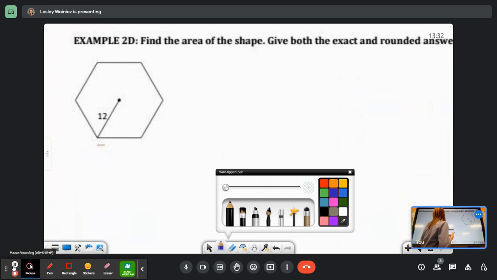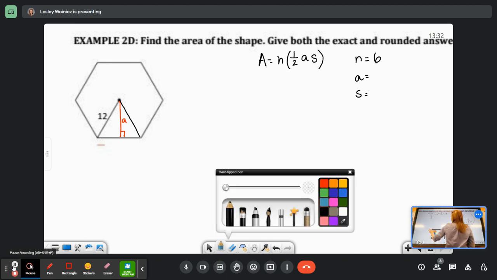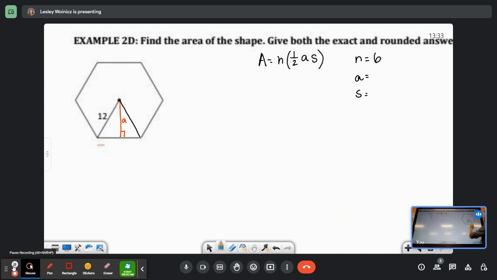Okay, let's start with the formula. We know that the area equals the number of sides times 1/2 times the apothem times the side length. So we'll start with the N and the A and the S. And this time they didn't give us any of that, which is irritating. All right, so we can find it though. So we're going to draw in a little apothem. And notice that we have a hexagon. Oh, we have N. N is 6. Okay. So we have N, we need A, and then we also need the side length S, which is going to be double whatever this is because these two are congruent.